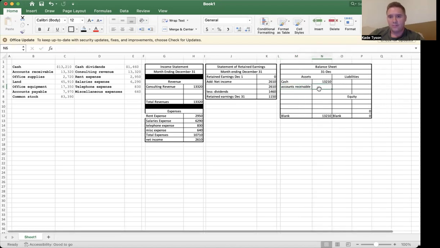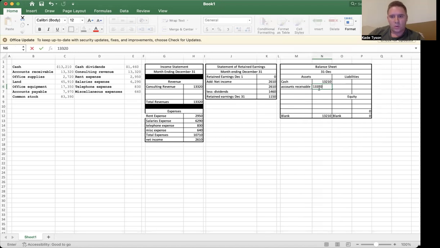Make this just a little bit bigger. Accounts receivable is at $13,320. We have our office supplies. That's just nice and sitting in our office, which has got some value, $2,720. We have the land that we have our office on, which is worth $45,910 as of today. Again, this is as of this moment.